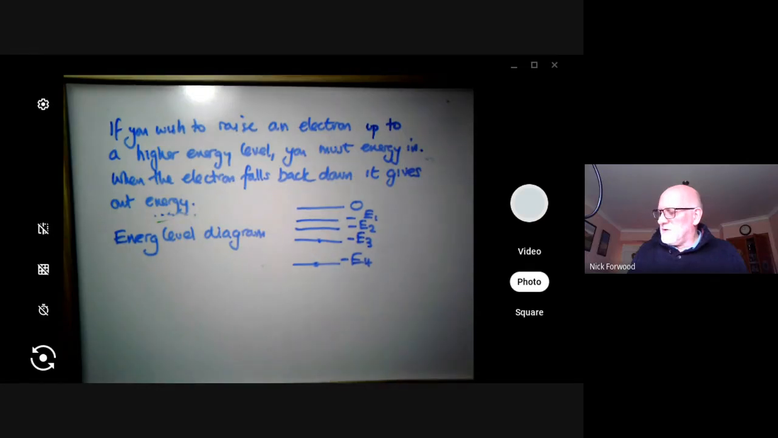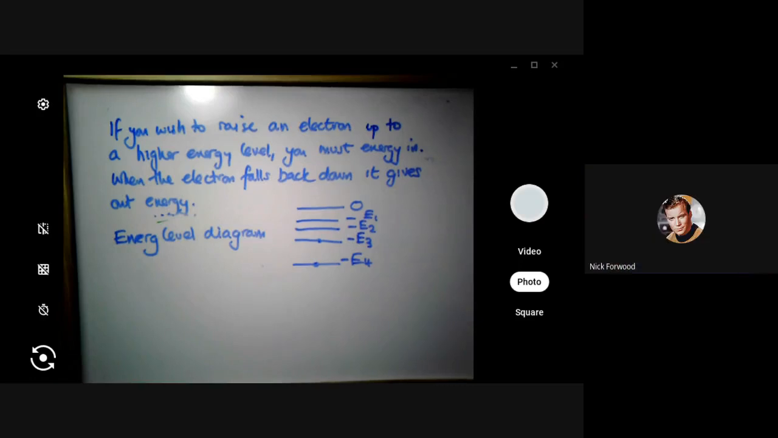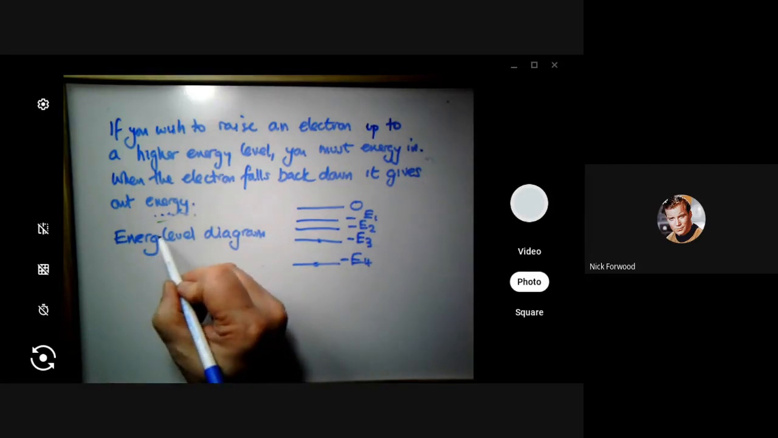Now, this whole idea of a single electron living in a number of levels was developed. I can't even spell energy.